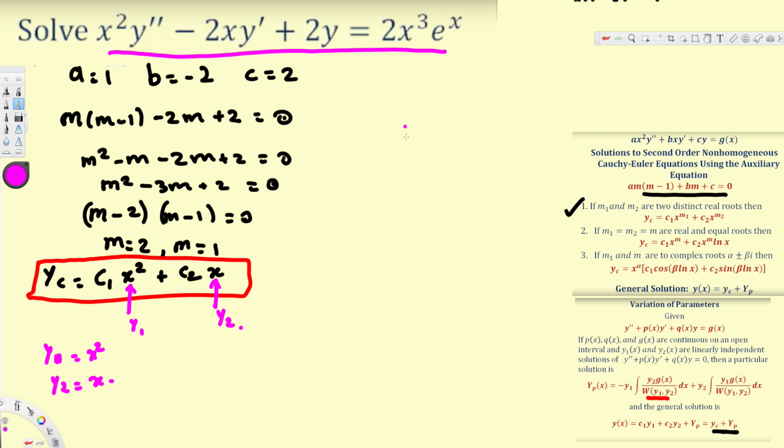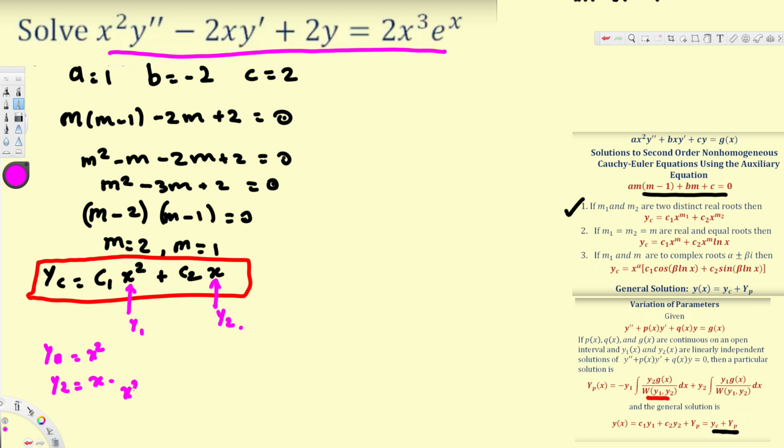Okay, now in order to apply variation of parameters you can see that we have to have this pattern: y double prime, plus an x function times y prime, plus an x function times y, equal to an x function. First you can see that when we have y double prime, the coefficient is 1, right? So we have to bring the same thing right here. In order to do that we have to divide everything by x square.